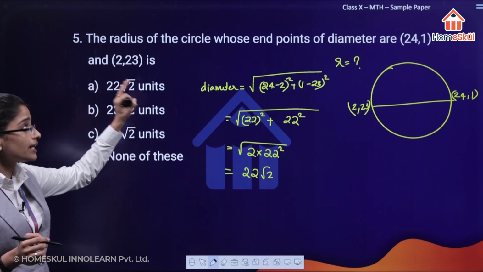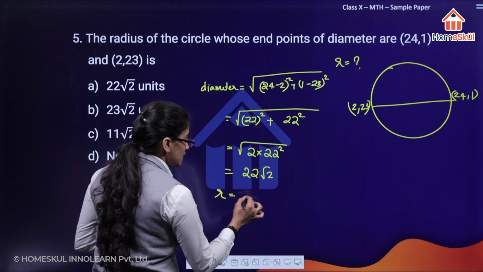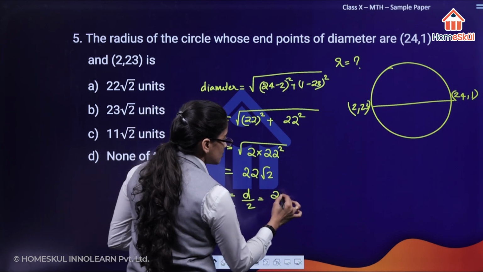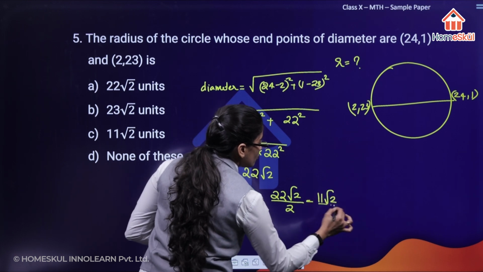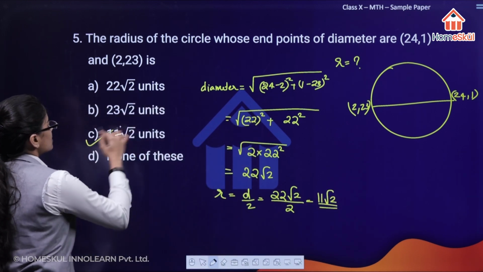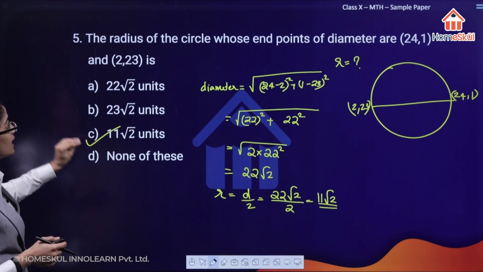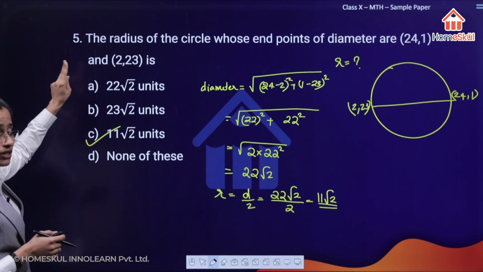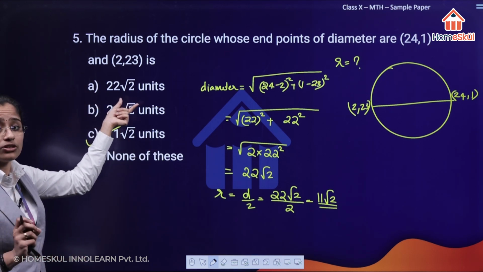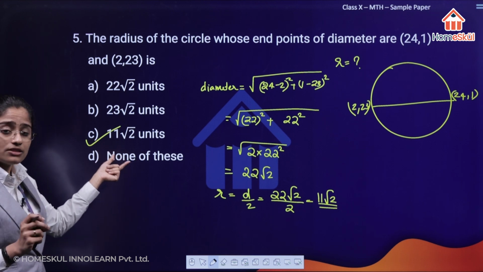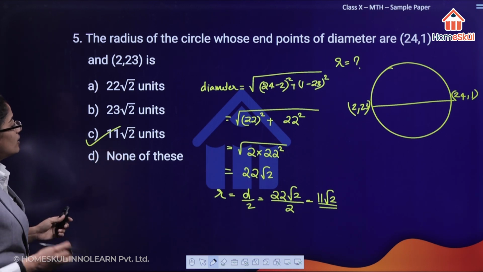They are asking what is the radius of the circle. This is actually the diameter, isn't it? So radius is equal to diameter by 2. That is 22 root 2 by 2, which is equal to 11 root 2 units. So before opting for the correct answer, make sure that you are choosing the correct answer for the question. They are asking for the radius, even though 22 root 2 is there in the options. That is actually the diameter of the circle. So we need to consider half of the measurement. So the answer is 11 root 2 units.